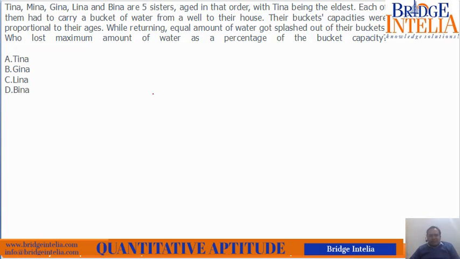So let's have a look at this one. Tina, Meena, Gina, Leena and Beena are 5 sisters, aged in that order. Aged in that order, that means Tina being the eldest. So 5 sisters, Tina, Meena, Gina, Leena and Beena. So Tina is the eldest. So this is given in an order. So B is the youngest.